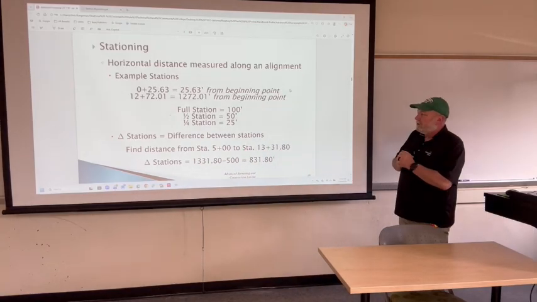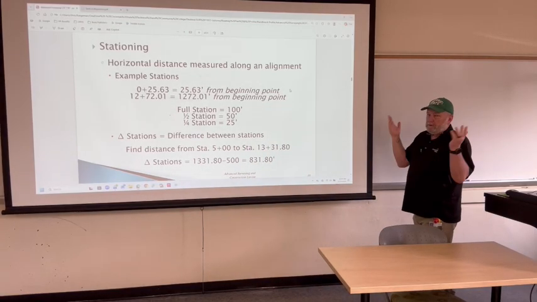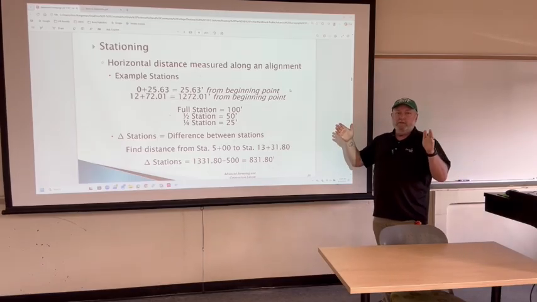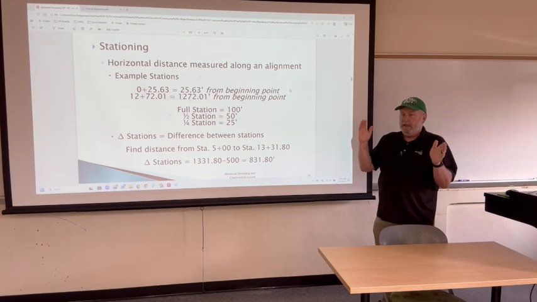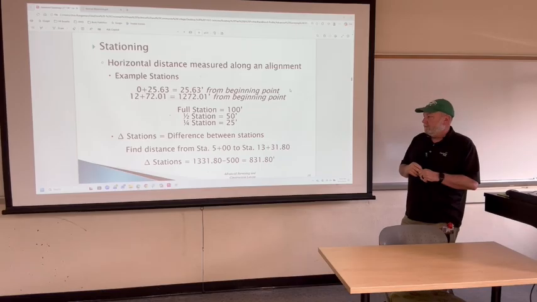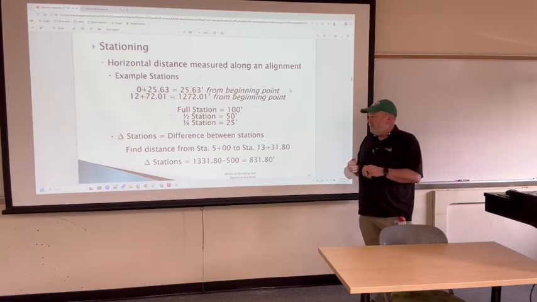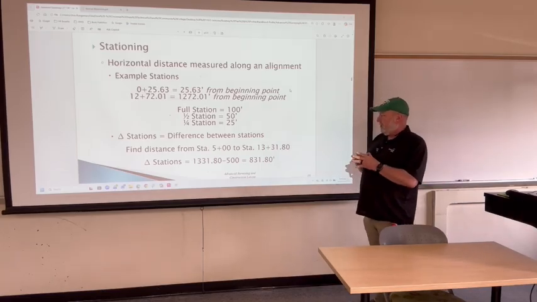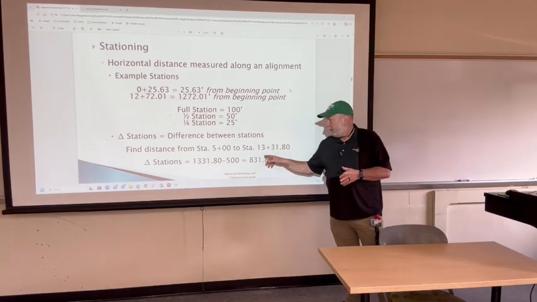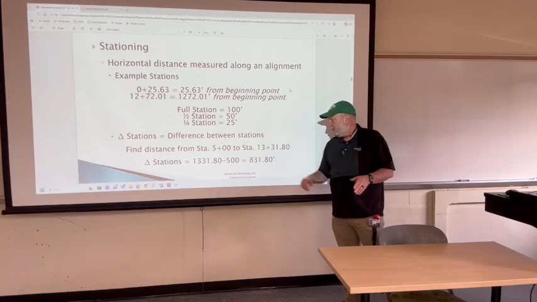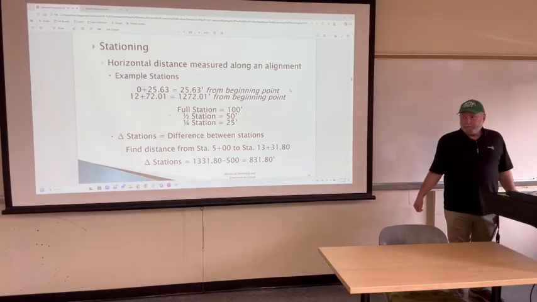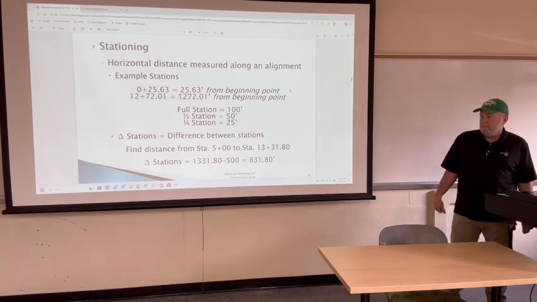The difference in stations is the difference between the stations. So if you have two stations and you want to know the length along that alignment between them, you subtract them. That difference is your horizontal distance in between. For example, if you wanted to find the distance between station 5 plus 0 and 13 plus 31.80, you just subtract the two, and the horizontal distance between those two is 831.80 feet. Any questions? Make sense?